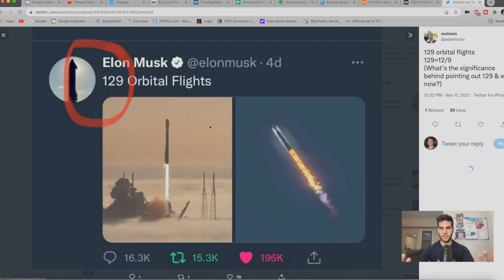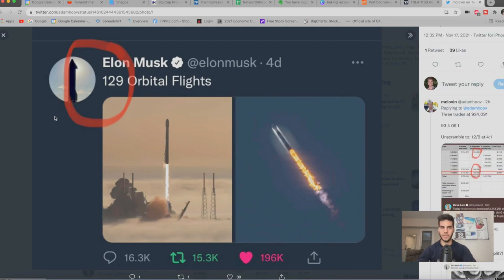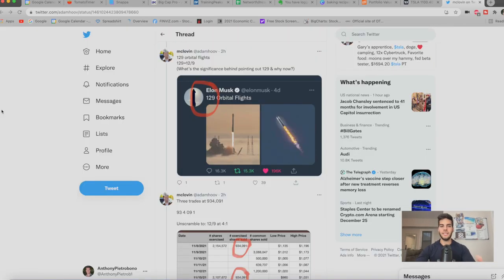Elon posted right here, 129 orbital flights. That is December 9th. These are all hints that Elon is trying to give long-term investors to know that, hey, I know we made the stock go down. I'm going to make it up to you. There's a stock split coming December 9th. Elon likes to do that. He doesn't like when traders are in the stock because it causes a lot of unnecessary volatility in the stock.